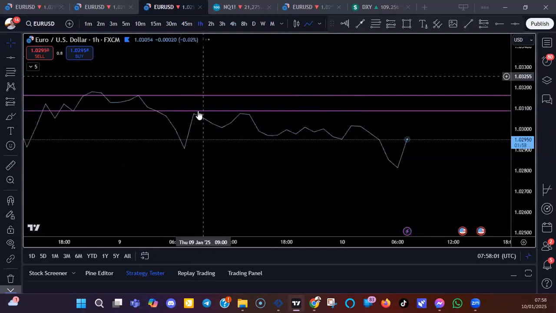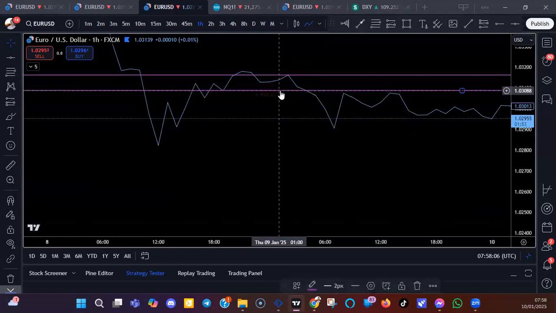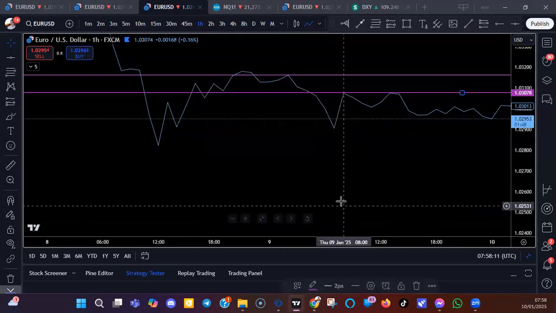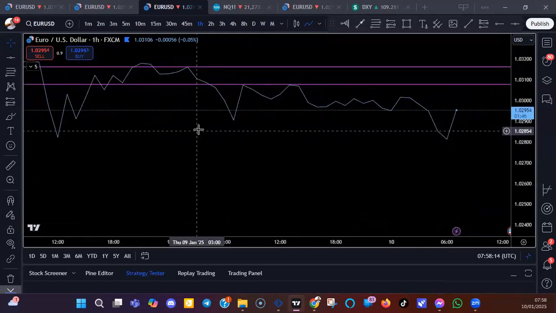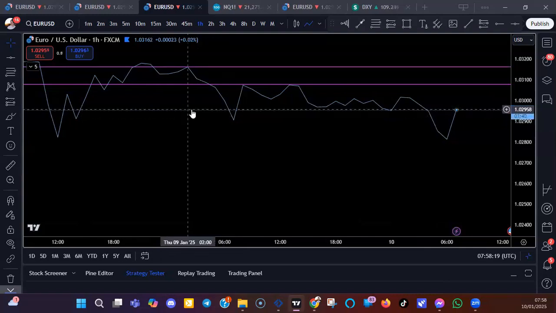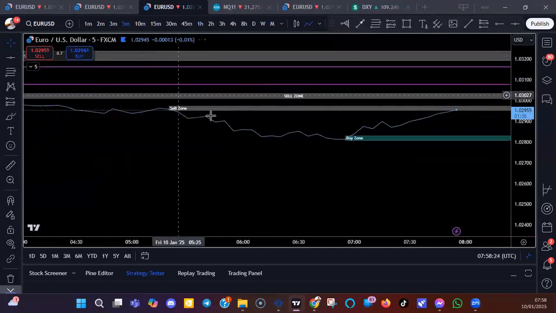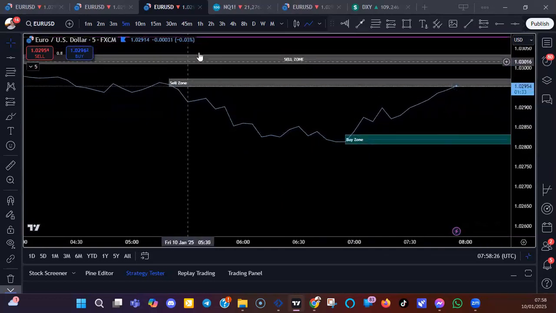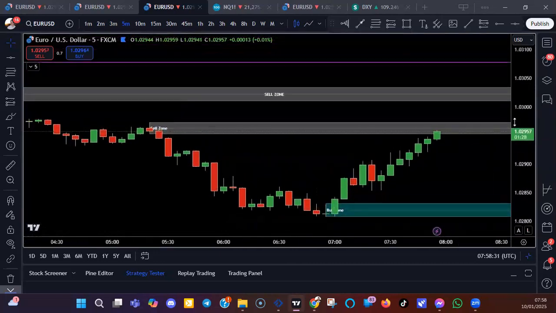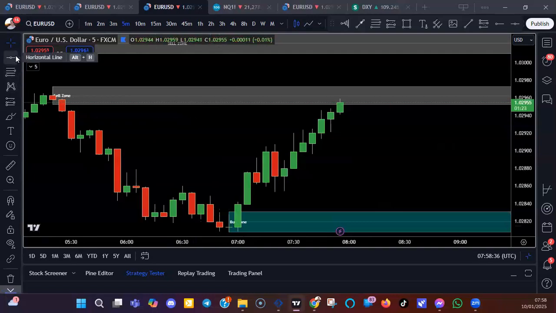For the 4-hourly, let's go down to the hourly. We'll just smooth that out a little bit and make it a little bit more accurate there. I would say that's about it, really. So we go down to the 5 minute again. Put the candles back on. Now we know we're into a sell zone there, so we're in sell zone territory.